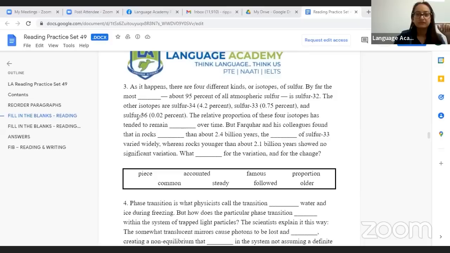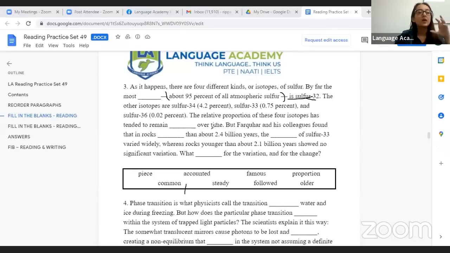Chemistry. As it happens, there are 4 different kinds of isotopes of sulfur. By far the most dash is sulfur 32. We did not read the hyphen part because it is not important. So they said there are 4 types and the most common is this one. The other isotopes are this, and that. The relative proportion of these 4 isotopes has tended to remain dash over time.